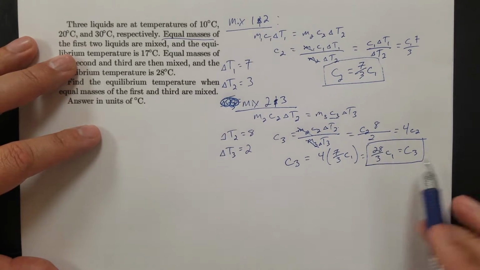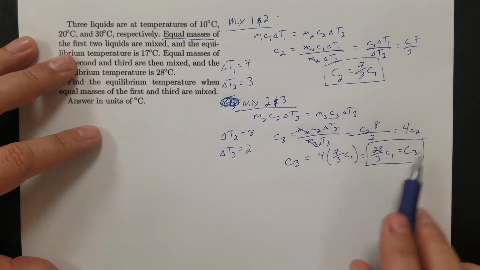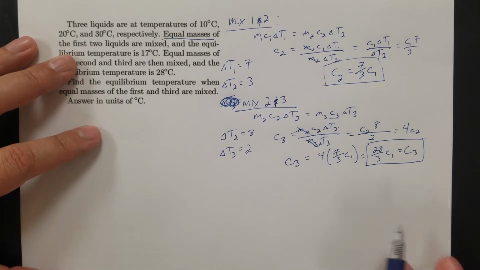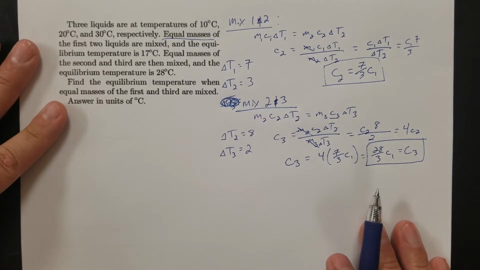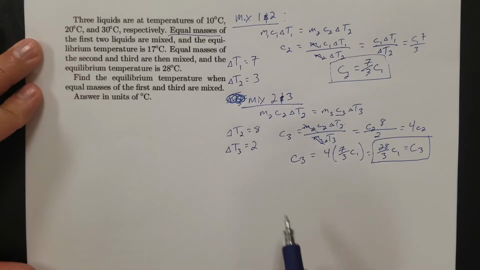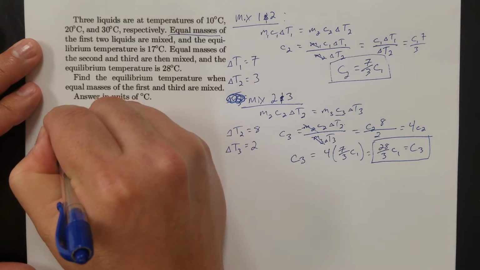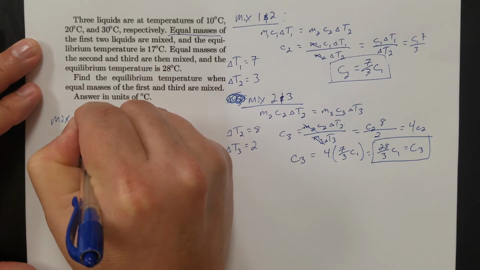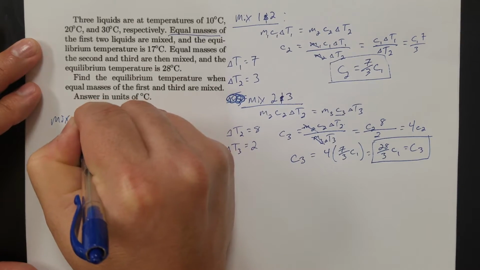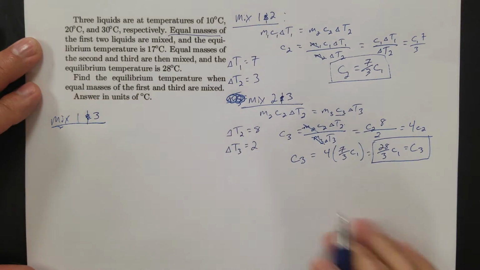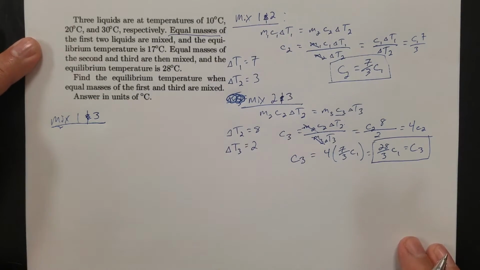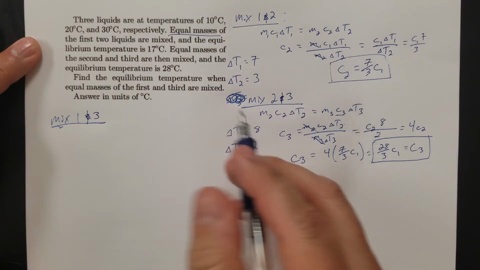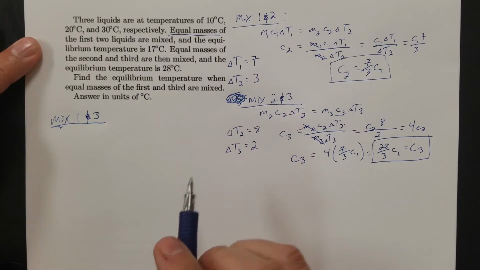Simplified or not. Okay, so now I've got two things that say C1, right? And that's going to make it easy, well, not easy, but now I've got to write an equation for when I mix 1 and 3. Right, so I'm going to mix 1 and 3 now. So let's do the same thing. I'm just going to do all the algebra and then explain it.